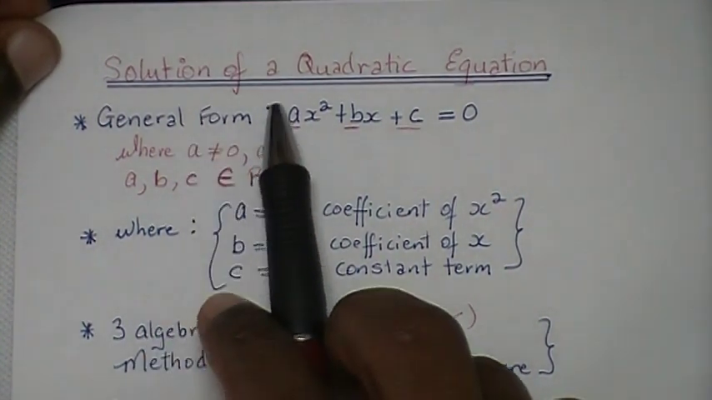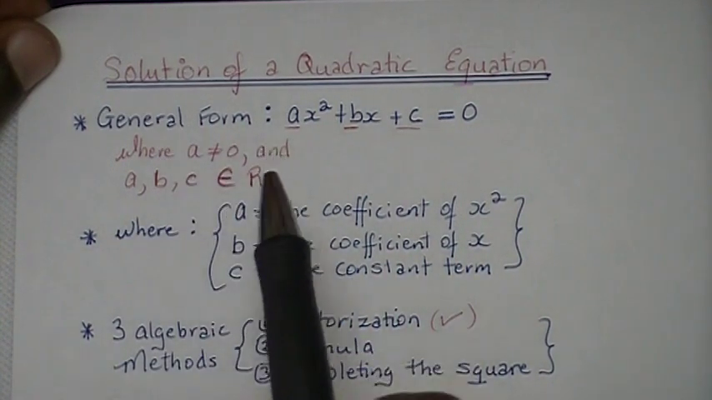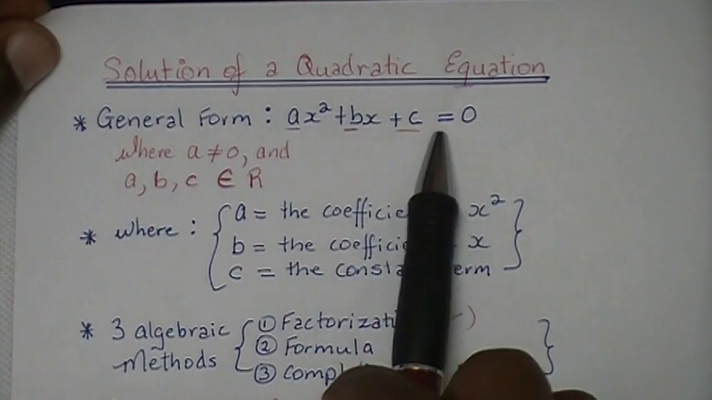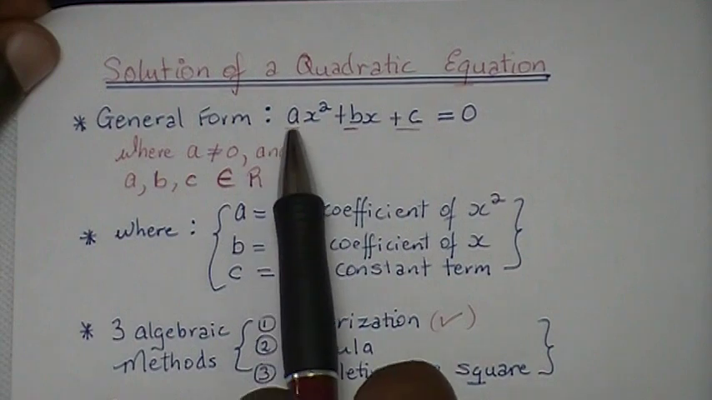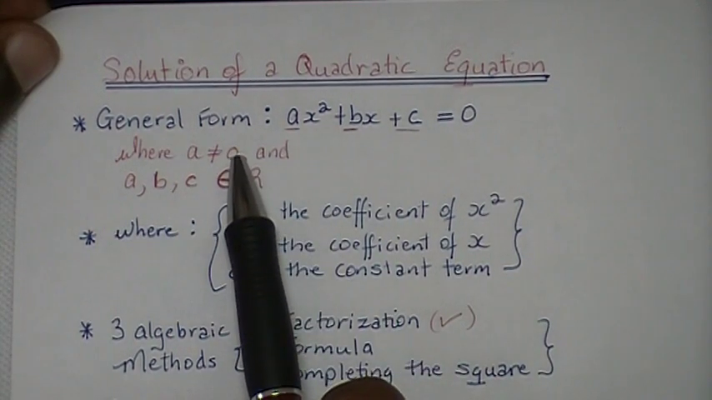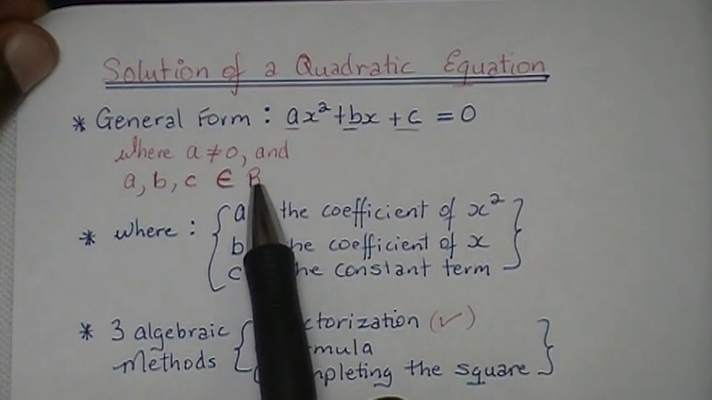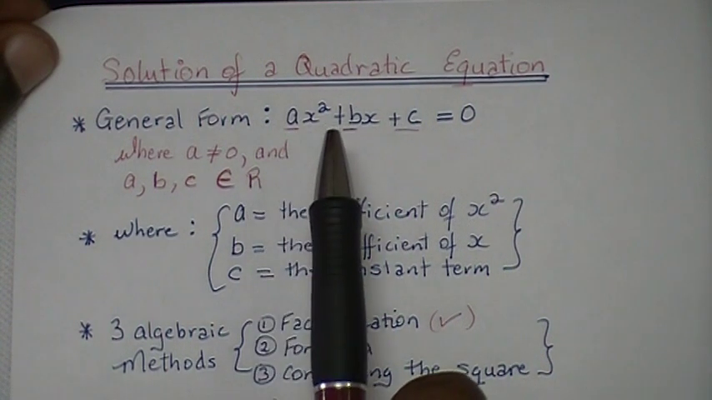So we're looking at the solution of a quadratic equation. Now, there's a general form for writing a quadratic equation. It's ax squared plus bx plus c, and it must be equal to 0. Now, a cannot be equal to 0, and a, b, and c are members of the real numbers.